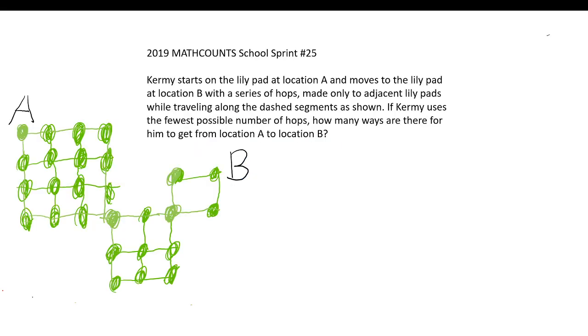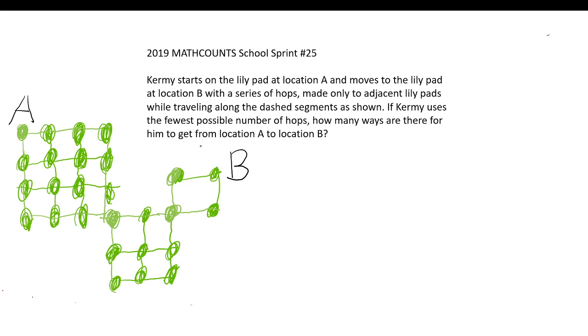Let's move on. 2019 MATHCOUNTS School Sprint number 25. 2019, not 2020. Kermie starts on the lily pad at location A and moves to the lily pad at location B with a series of hops made only to adjacent lily pads while traveling along the dashed segments as shown. If Kermie uses the fewest possible number of hops, how many ways are there for him to get from location A to location B? In this problem, we can only travel along the dashed segments, or the lines that we've drawn in this entire grid-like figure.